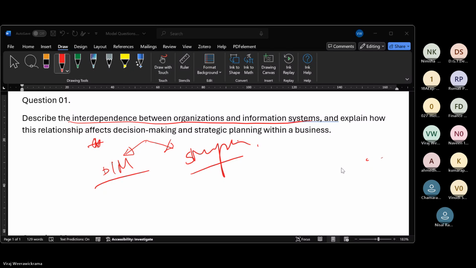Finish? Let me know how you can define interdependence between organization and information systems. What's your thought? Information system helps in the day-to-day transactions of the organization. Yes, very good. Information systems are linked with the day-to-day transactions.